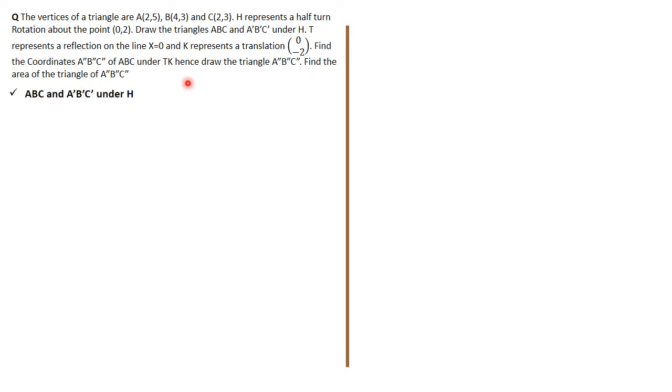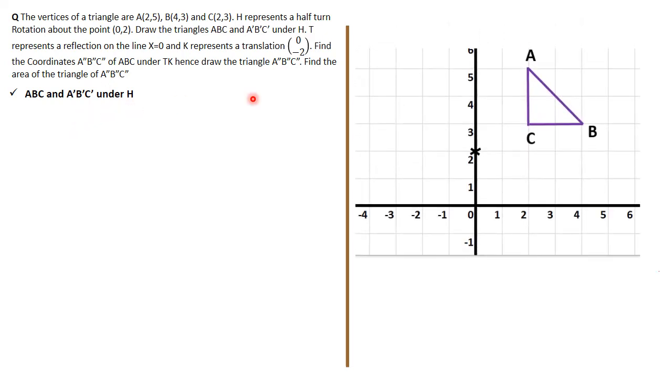We're first of all told, the first question is, we look for the first image A prime, B prime, C prime under H, and therefore I should say this: the original triangle we're given is this one here. We have A as 2, 5. We have this point here, what is it? Yes, B is 4, 3, and then we have C is 2, 3. The question is H represents a half turn about 0, 2. This is the center of rotation.